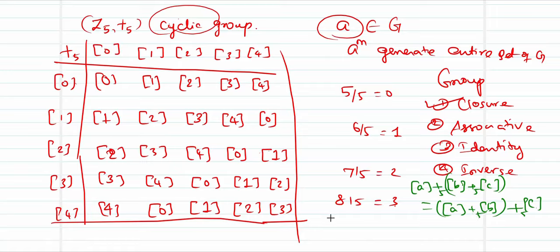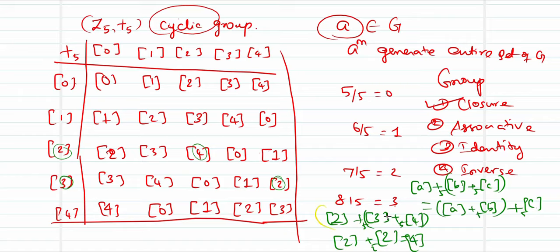So let me take the combination of 2, 3 and 4. Now (2 plus 3) plus 4. First, what is 3 plus 4? 3 and 4 give me 2. When I do 2 with addition modulo 5, it is going to be 4. So the answer is 4 for my left hand side. Let me check with the right hand side, which is the evaluation of the brackets first.